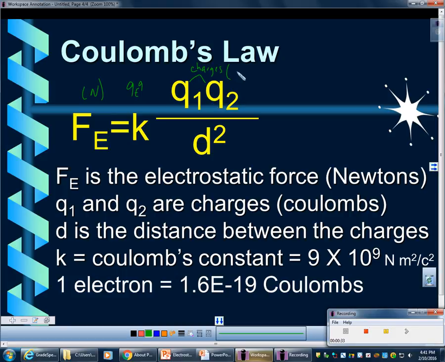The units for charges are coulombs, or the capital C. And D stands for distance, which as always is measured in meters. Don't forget to square it. That is probably the most common mistake that most students do.